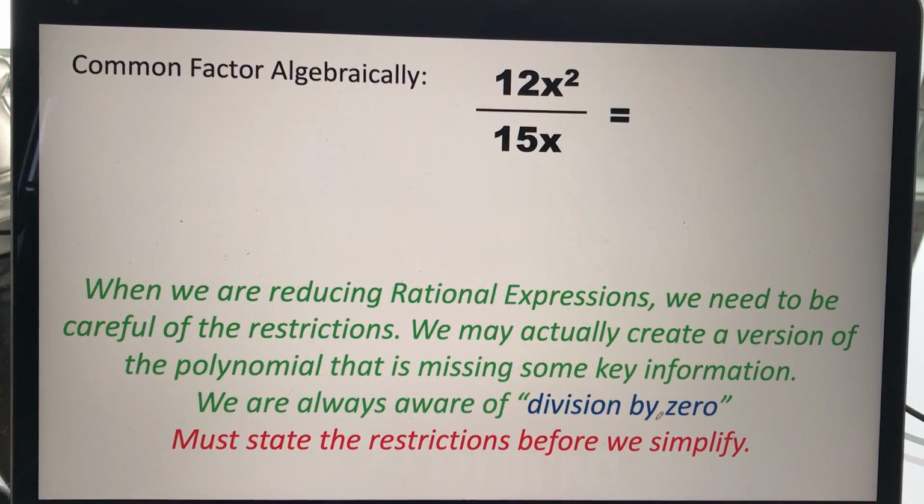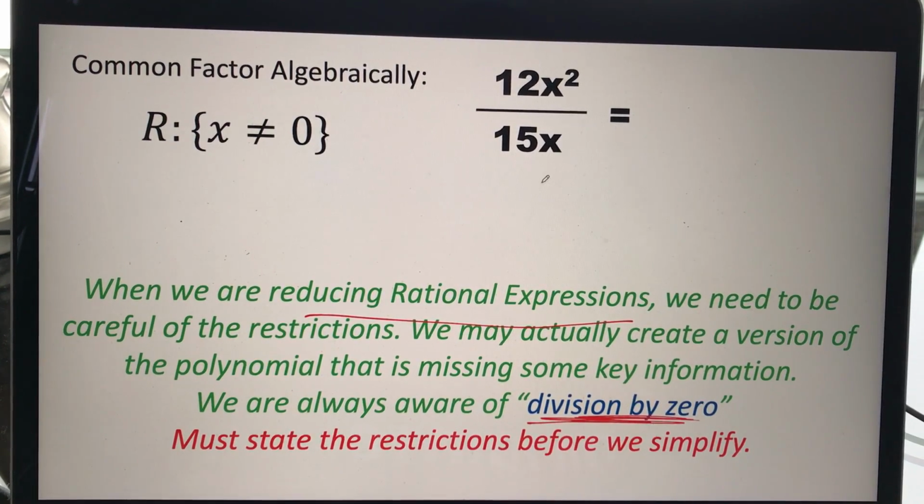Now to do this algebraically, when we are reducing rational expressions, we need to be careful also of what we call the restrictions. We may actually create a version of the polynomial that's missing some key information. What we're paying attention to is this idea of division by 0. The restriction is what x is basically not allowed to be. If I have 15x in the bottom, I can't have x equal to 0, because if I put in 0, 15 times 0 is obviously 0, and I can't have a 0 in the denominator.